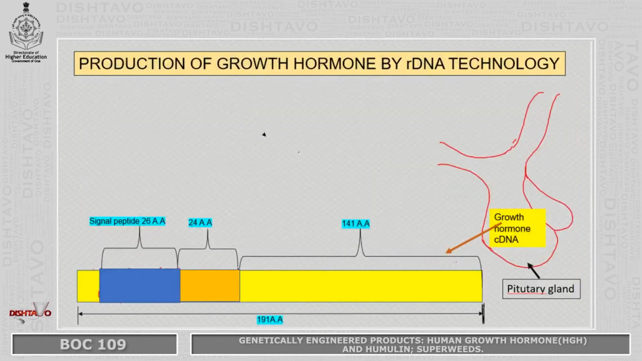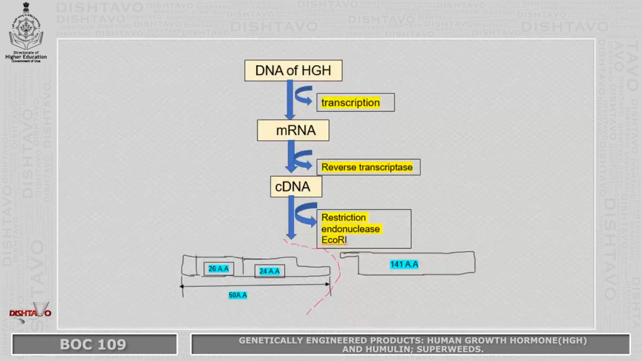How do we produce human growth hormone by recombinant DNA technology? Here we have the diagram of a pituitary gland from which we are going to extract the DNA for human growth hormone. You can see it has a signal peptide consisting of 26 amino acids, then an attached segment of another 24 amino acids, and still another 141 amino acids to the DNA. Seeing the structure, the DNA of this human growth hormone is subjected to transcription. Transcription will produce messenger RNA.